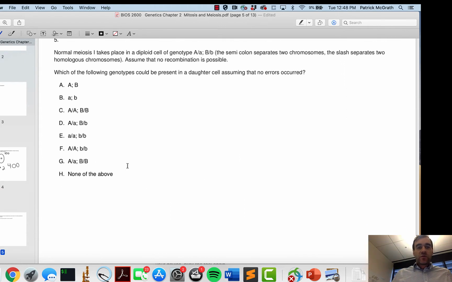Question 5, normal meiosis takes place in a diploid cell of genotype AaBb. So this is how we designate between the 2 chromosomes. And we assume no recombination is possible. So which of the following genotypes could be present in a daughter cell, assuming no errors occurred? So, if we started out, at the beginning of meiosis 1, prophase 1 would occur.